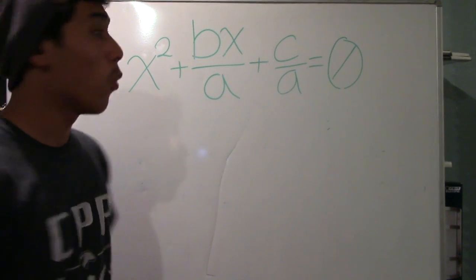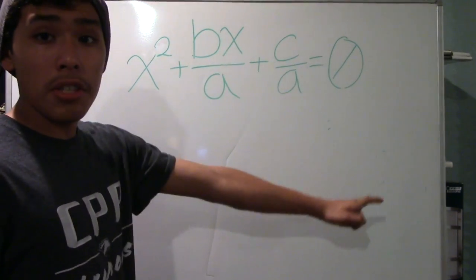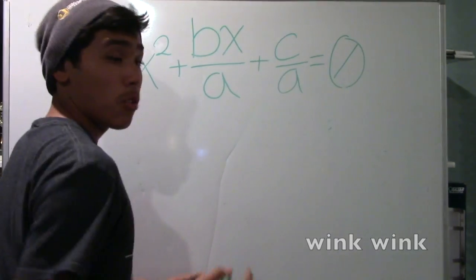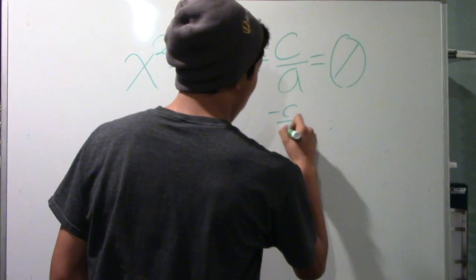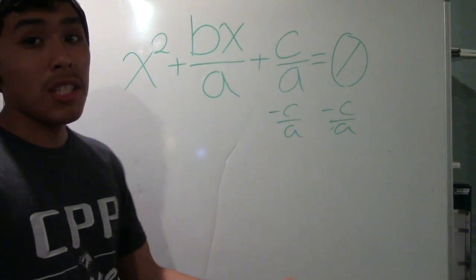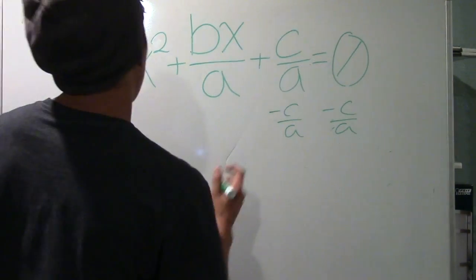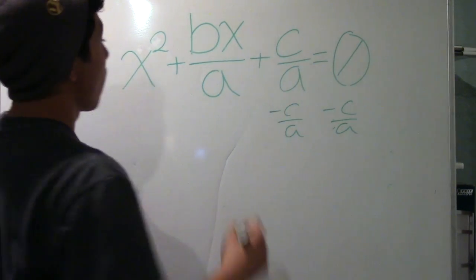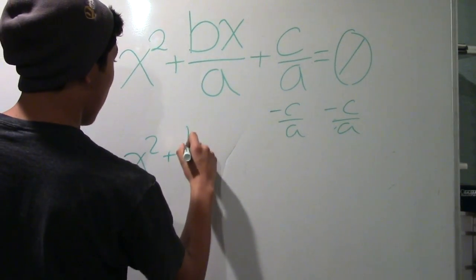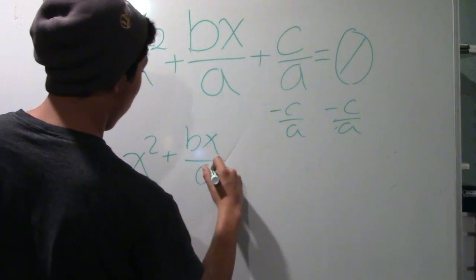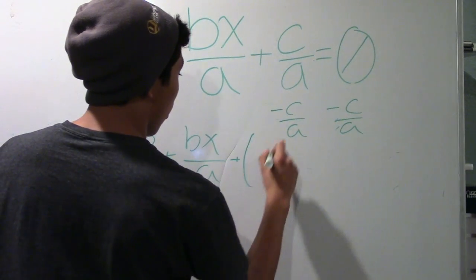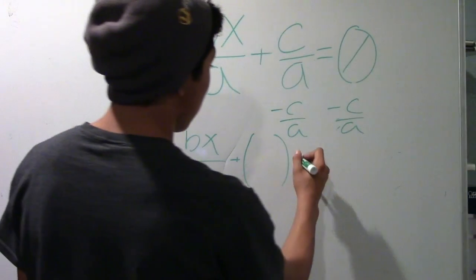Now what do we want to do? We want to get c over a onto the other side of the equation to give the x's a little bit of alone time. So to do this, we subtract c over a from both sides. Now because of the subtraction property of equality, the equation is still the same, like last time when we divided everything by a. So now we have x squared plus bx over a, and because c over a will be sorely missed, we'll leave a space there to remind us of it.